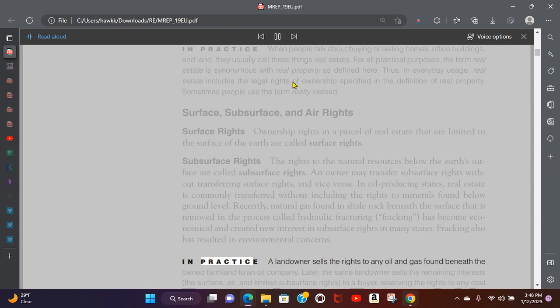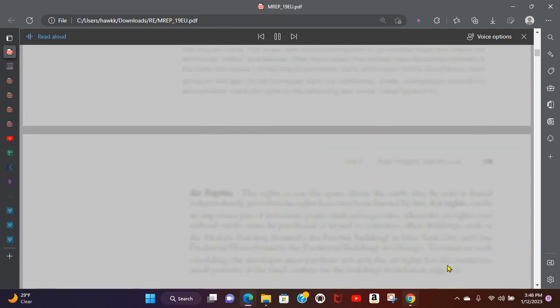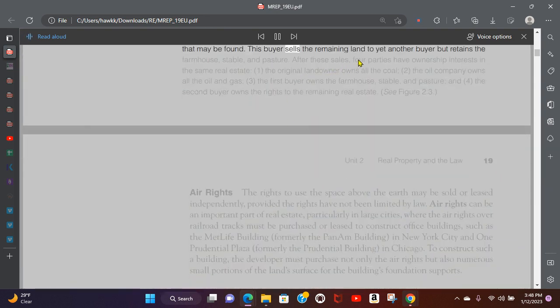In practice, a landowner sells the rights to any oil and gas found beneath the owned farmland to an oil company. Later, the same landowner sells the remaining interests, the surface, air, and limited subsurface rights, to a buyer, reserving the rights to any coal that may be found. This buyer sells the remaining land to yet another buyer but retains the farmhouse, stable, and pasture. After these sales, 4 parties have ownership interests in the same real estate.